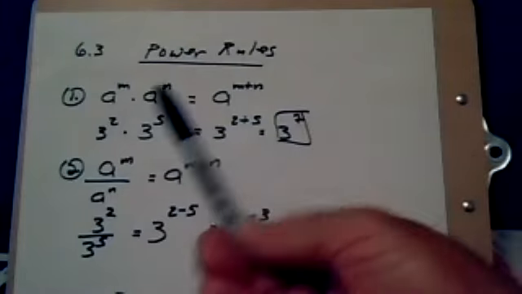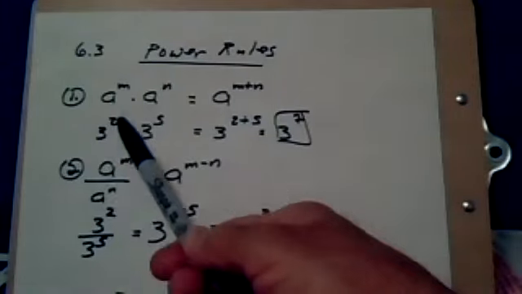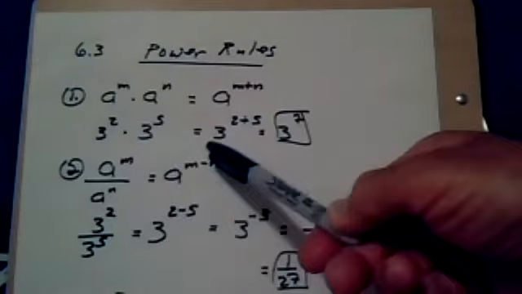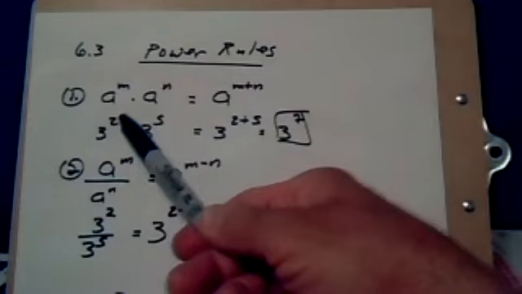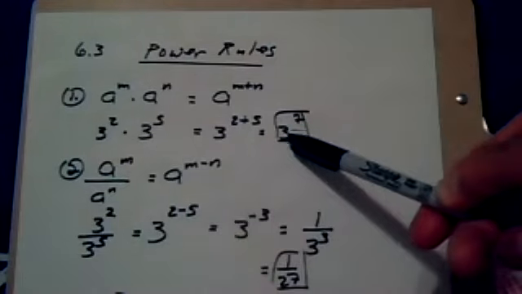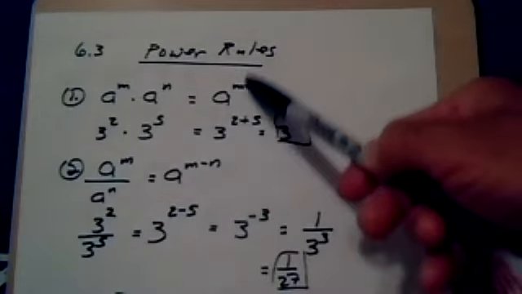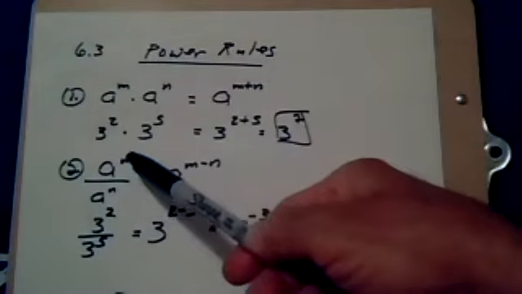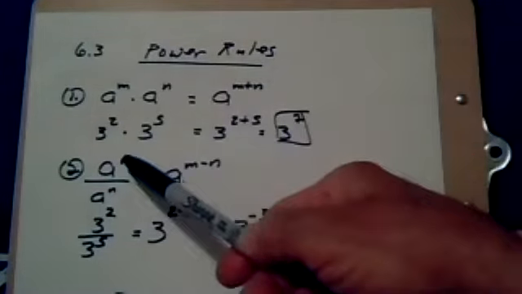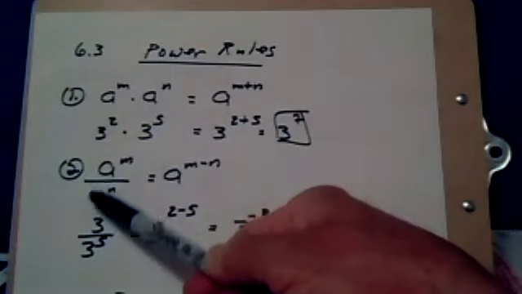3 to the second times 3 to the fifth. You copy the 3 only once, and you add the powers, 2 plus 5. So this is 3 to the 7th. Division: instead of adding, you subtract the top one minus the bottom one. Again, make sure that the bases, which are the bottom numbers, are the same, a.